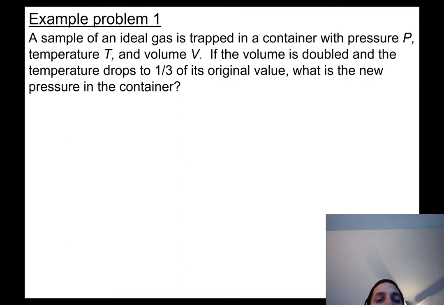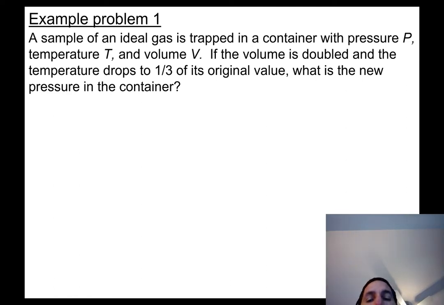So here we go. Sample problem 1 says, a sample of an ideal gas is trapped in a container with pressure P, temperature T, and volume V. If the volume is doubled and the temperature drops to 1/3 of its original value, what is the new pressure in the container? Okay, so interesting here is that they don't give you actual values for the pressure, temperature, volume. They just give you comparative values.